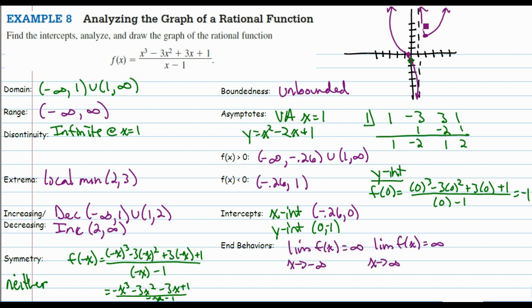The end behaviors surrounding the vertical asymptote: the limit as x approaches 1 from the left will go down to negative infinity, and the limit as x approaches 1 from the right will go up to positive infinity.